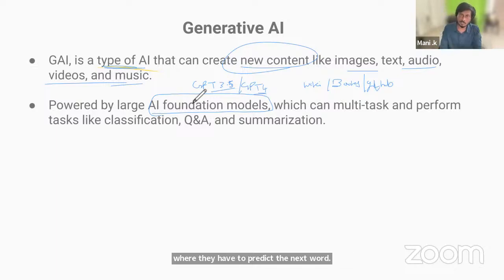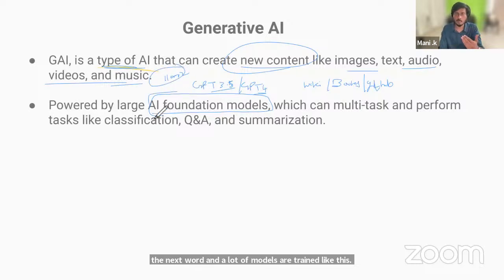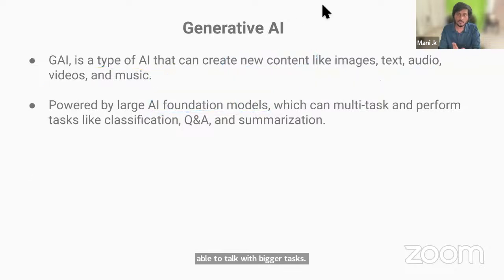A lot of models are trained like this. We also have Llama 2, which is by Meta. There are a lot of models, and these are foundation models. We take these foundation models, and on top of that, we do some software engineering and AI work to be able to accomplish bigger tasks like classification, image generation, question and answer, summarization, and so on.